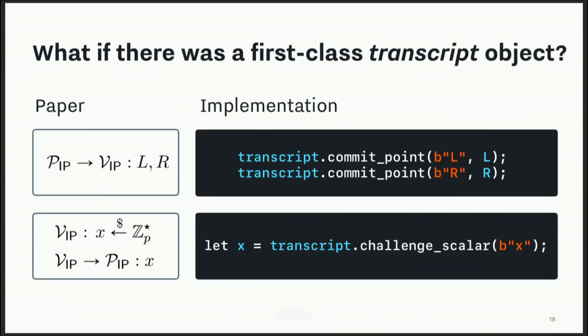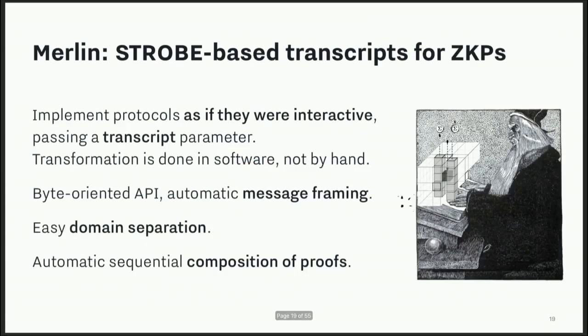Another thing that you could imagine is you could just have a transcript. And then in the paper, when it says a prover sends L and R to the verifier, you could just write transcript commit L, commit R. And then if you wanted a challenge scalar, you could just write that. That way, the implementation matches the paper, and it's a lot easier to know what's going on. So that's what Merlin does.